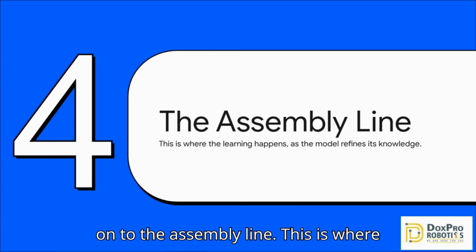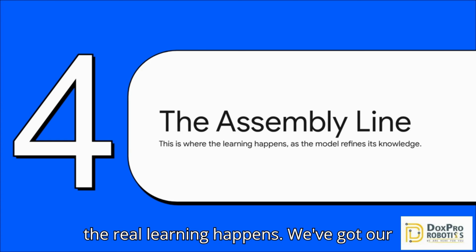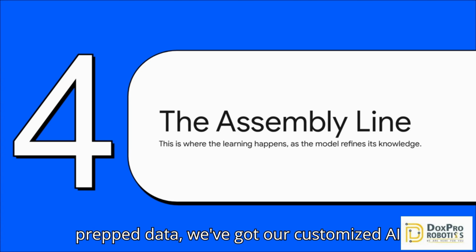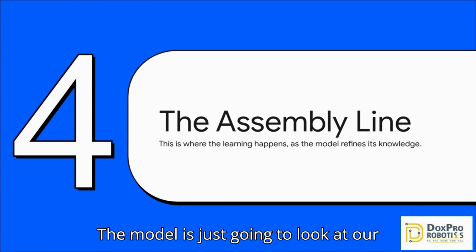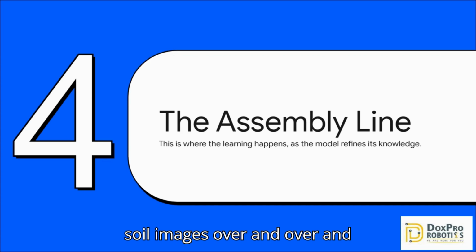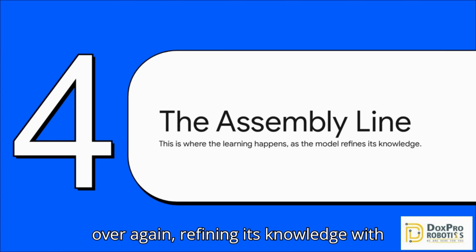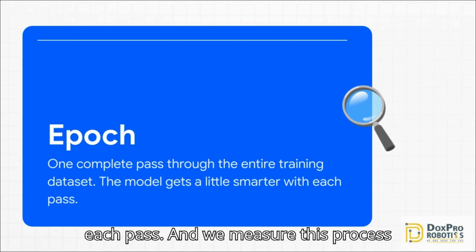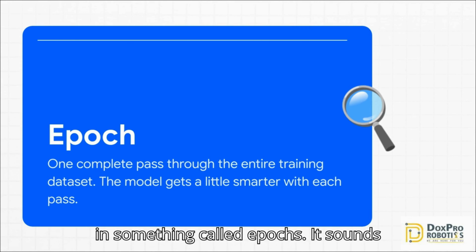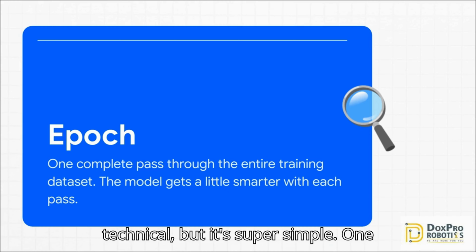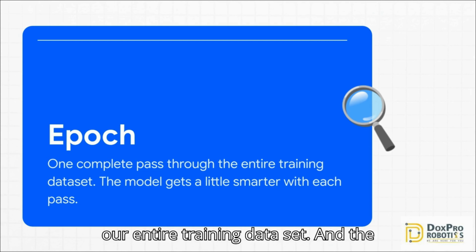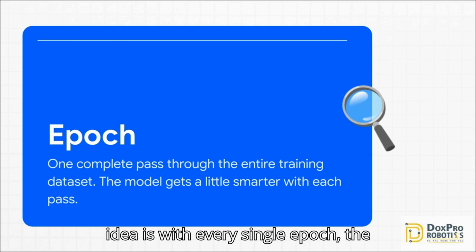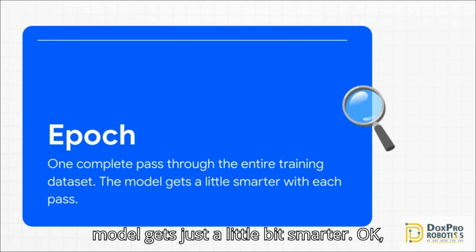So now we move on to the assembly line. This is where the real learning happens. We've got our prepped data, we've got our customized AI brain. Now it's time to teach it. The model is just going to look at our soil images over and over and over again, refining its knowledge with each pass. And we measure this process in something called epochs. It sounds technical, but it's super simple. One epoch is just one complete pass through our entire training dataset. And the idea is, with every single epoch, the model gets just a little bit smarter.